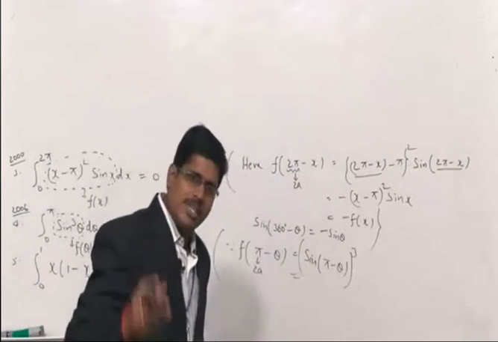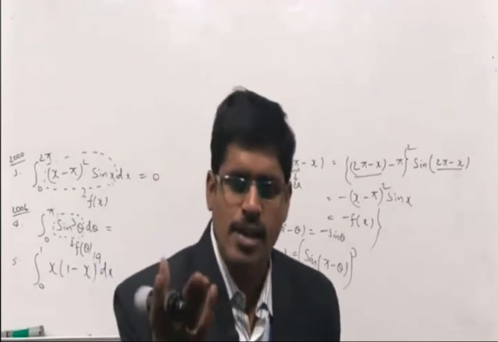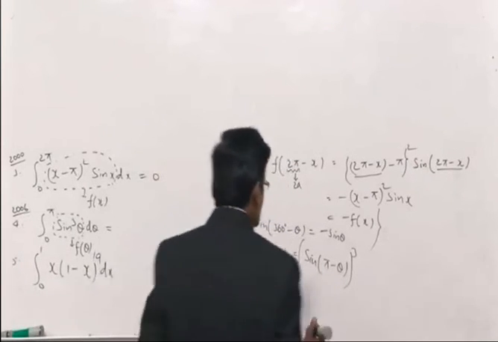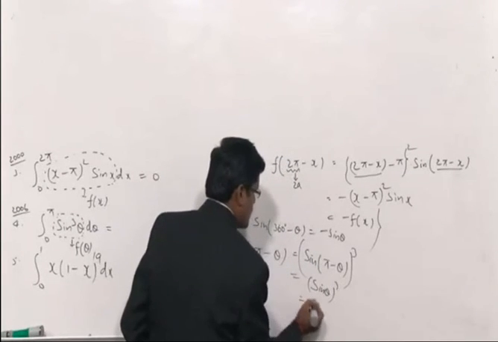It looks like 180 minus theta. 180 minus theta means 2nd quadrant. In the 2nd quadrant sine 180 minus theta gives plus sine theta only. So plus sine theta and then whole cube, which is nothing but f of theta.